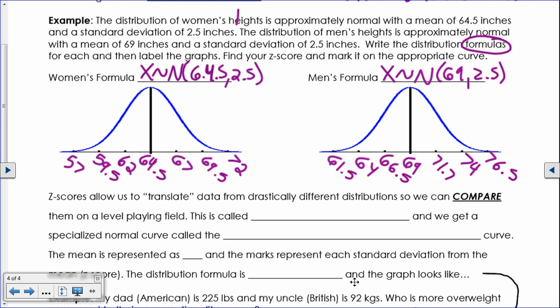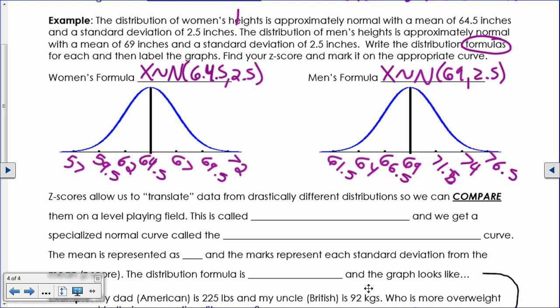All right, what I want you guys to do is think about your heights in terms of inches. We did this already, remember when we collected our data? I want you guys to think about your height in terms of inches. I want you in this space to find your z-score and then graph it. If you're a girl, you'd be over here. If you're a guy, you'd be over here.